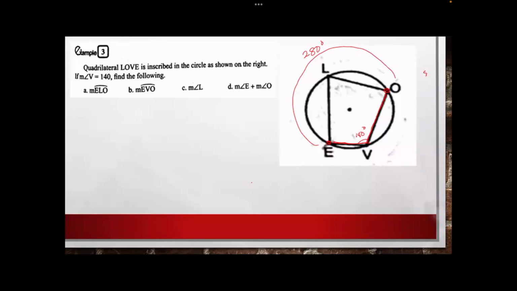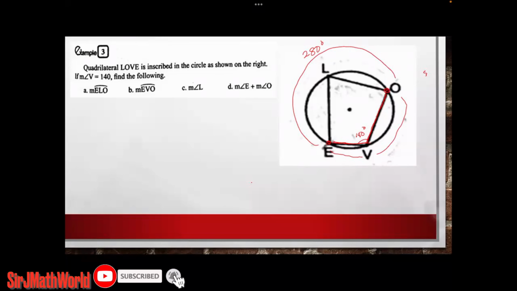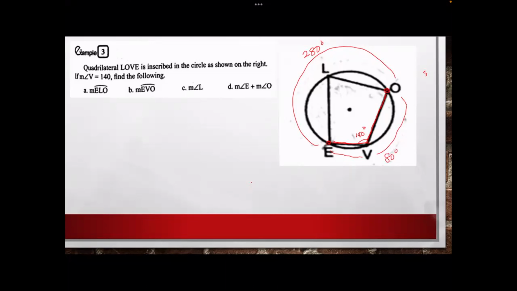Now, ano naman yung measure ng EVO? Kung may 280 na tayo, what will be the measure of the arc EVO? Yes, Mendoza. 80 po. 80. Bakit siya naging 80? Binawas po sa 360 yung 280. Okay, that's correct. So this is 80 degrees. So yung 360 minus 280. So yung nandoon sa likod is 80.